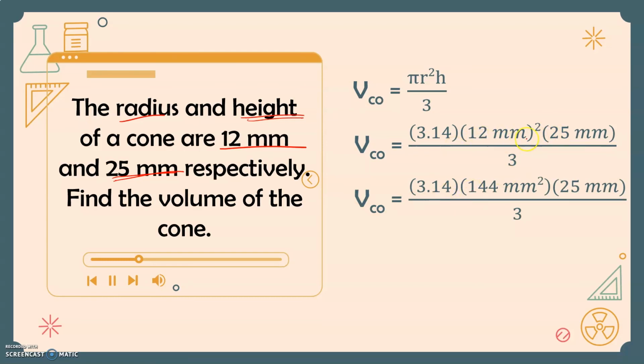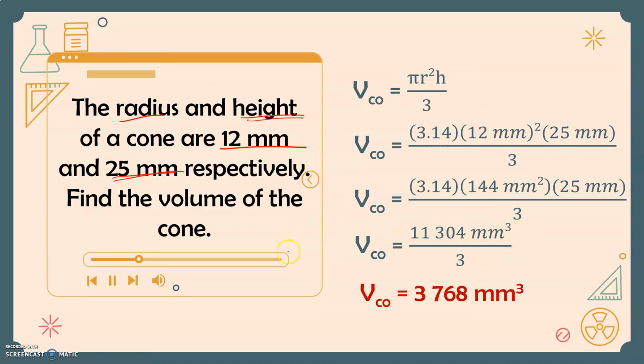Okay, we have 12 millimeters squared is equal to 144 square millimeters. Multiply it to 3.14 and 25 millimeters. We'll have 11,304 cubic millimeters. Divided by 3, that will give us the volume of this cone, which is 3,768 cubic millimeters. And that's it for our lesson for today.